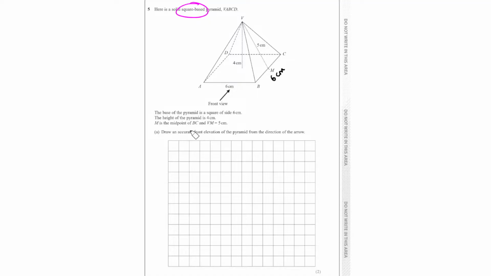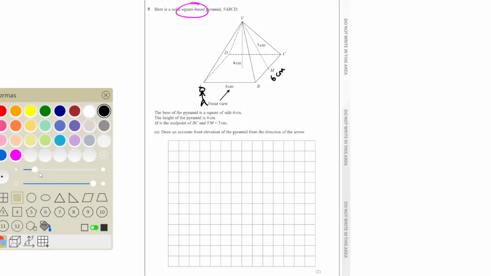Right, so this one, they've asked us to draw an accurate front elevation. Imagine you're stood here, that's you looking at it. When they say a front elevation, it's kind of hard to describe, but yes, you are right, 6 by 4, because obviously the 6 is fine. That's kind of obvious, isn't it? That bit makes sense.